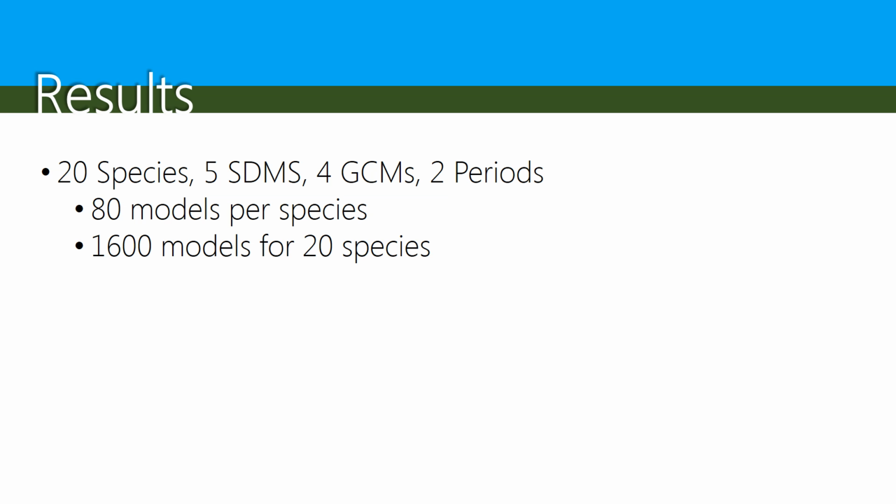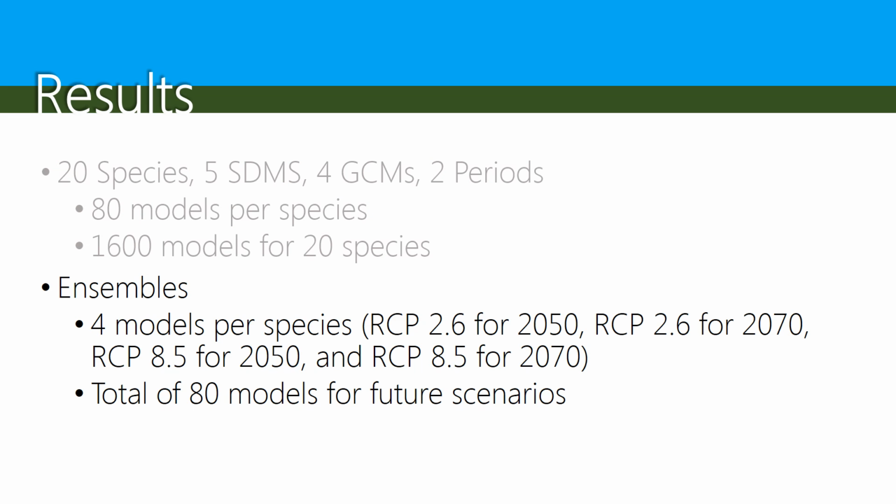For our results, again we had 20 species, used 5 SDMs, 4 GCMs, and 2 time periods, and that gave us 80 models per species, or 1600 models for the 20 species. But since we could not actually present all the 1600 maps or models, we did an ensemble, and in the end we came up with 4 models per species.